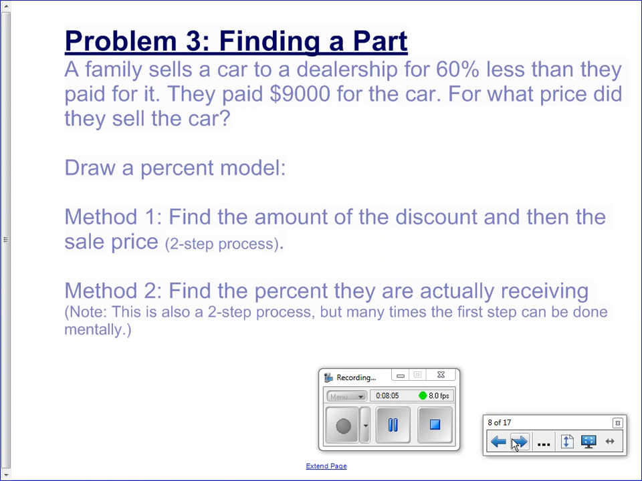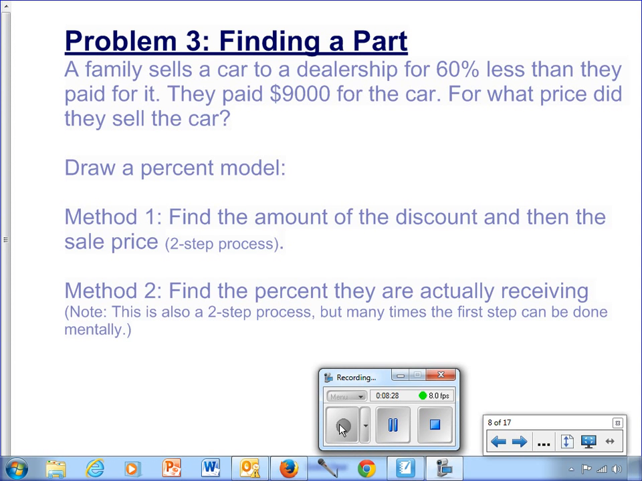All right, problem 3, finding a part. A family sells a car to a dealership for 60% less than what they paid for it. They paid $9,000 for the car. For what price did they sell the car?